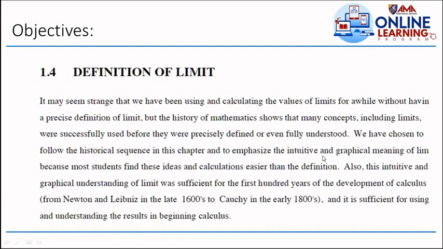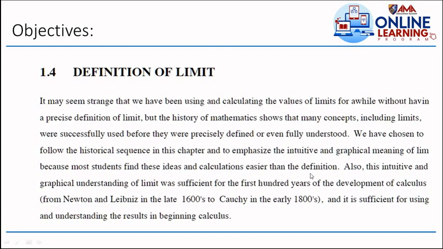We have chosen to follow the historical sequence in this chapter and to emphasize the intuitive and graphical meaning of limit. So by this time, we're going to have another approach in finding the limits. Although we have already discussed different methods that we have, the algebra, the graph, and the table method. So we're going to apply the algebra, the graph, and the table method to the same topic. So, what is the difference between them when it comes to the intuitive approach? Okay? Because most students find these ideas and calculations easier than the definition.